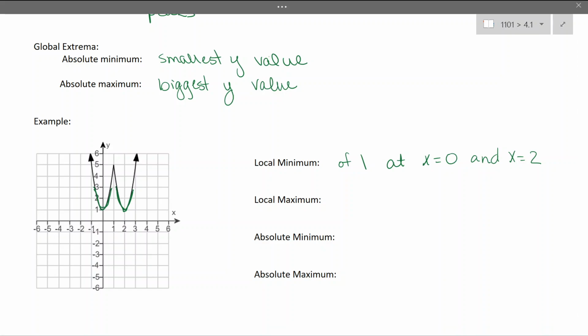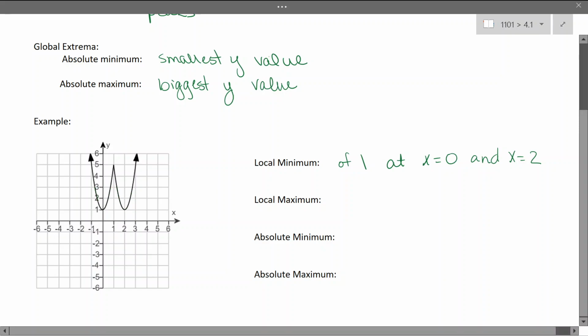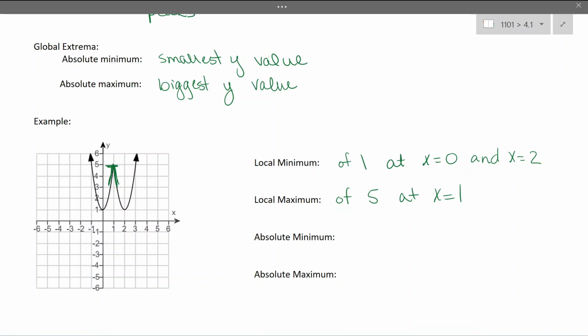Next, let's take a look for local maximums. We want to look for the peaks of our graph. So we see we have a peak right here, and the y value that it touches is 5. So we have a local maximum of 5, and this happens at x equals 1. So we have a local maximum of 5 at x equals 1.